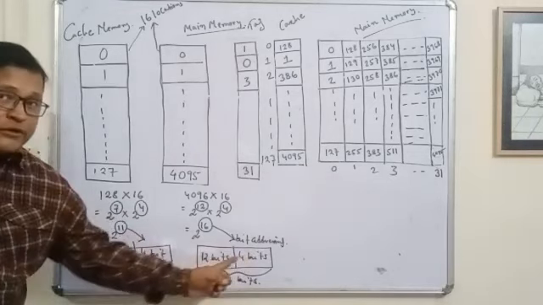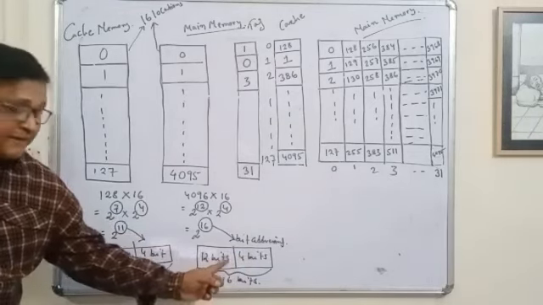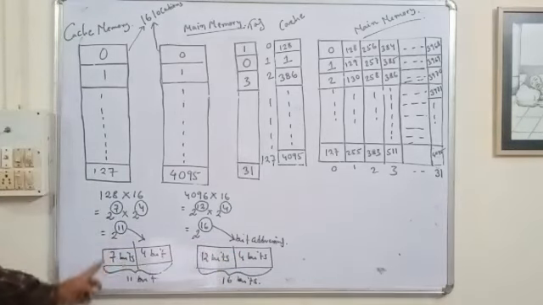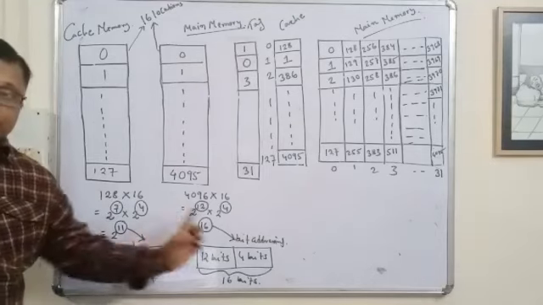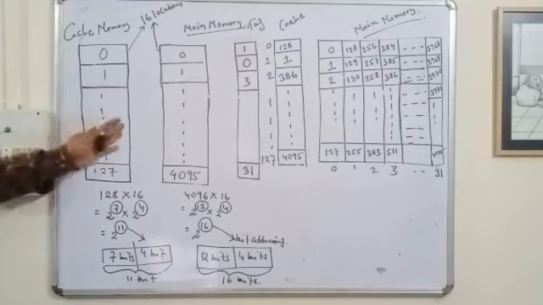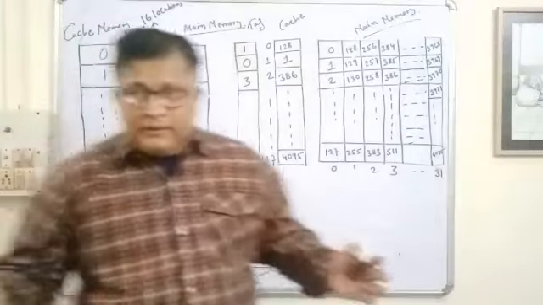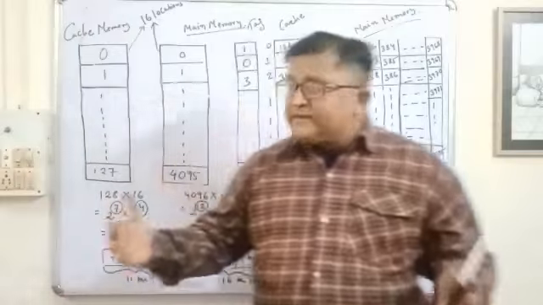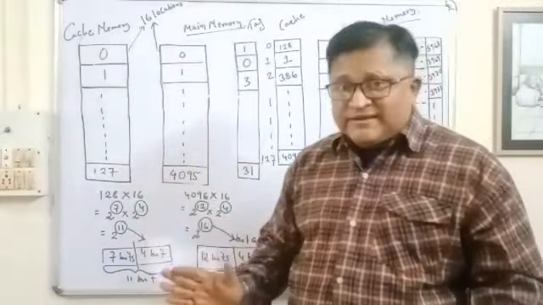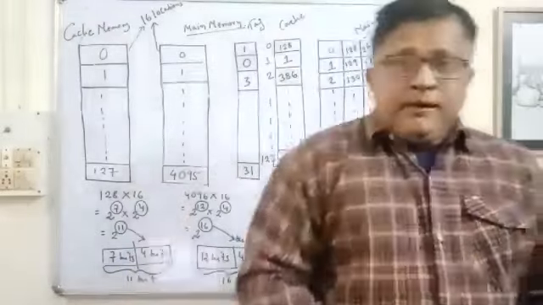Here 4 bits are used to represent the page offset. Same, 12 bits are used to represent the page number. Here 7 bits are used to represent the frame number. So in this way, the comparison of the cache memory and main memory is being done on the basis of this discussion.